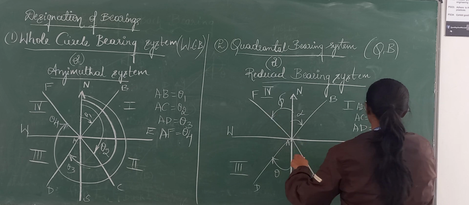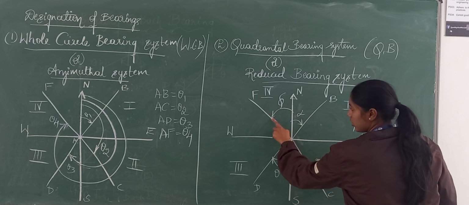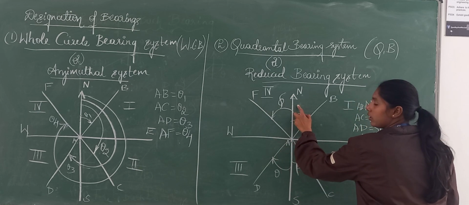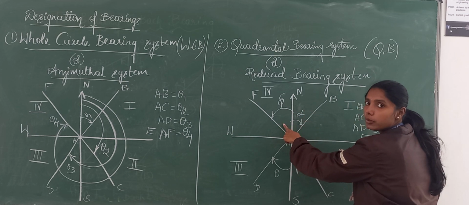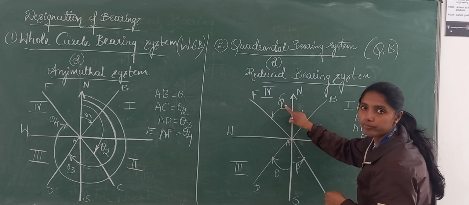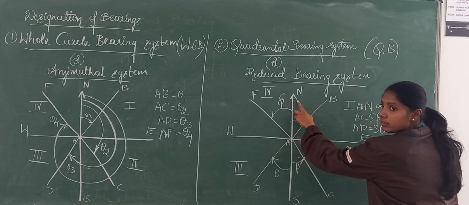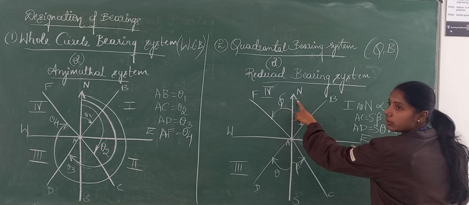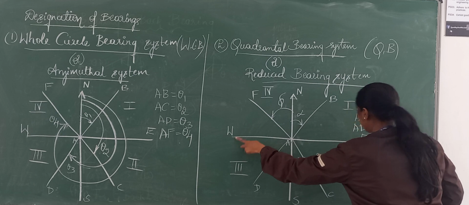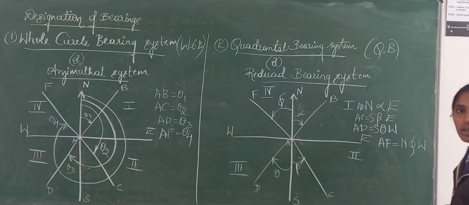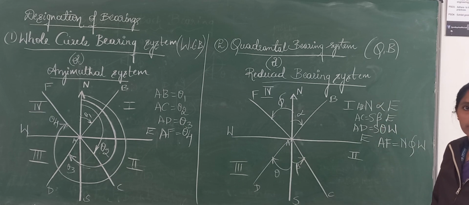Coming to the last line AF, as you can see, the line is near to the north. If the line is nearer to the north and if it lies in the fourth quadrant like this, we can designate the angle which is in the fourth quadrant in this way. As it is nearer to the north, the designation would be north. The angle is phi towards west, so west. Likewise, we have to do the designation of the bearings in the reduced bearing system.